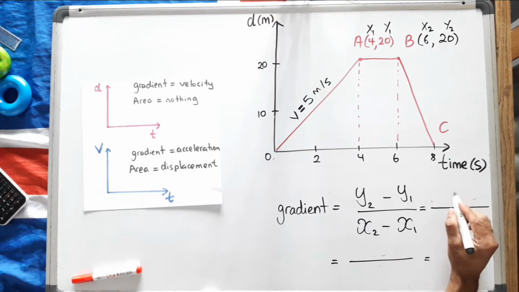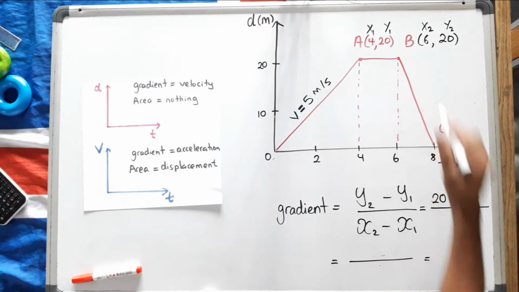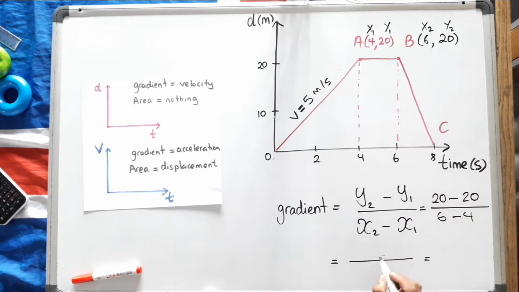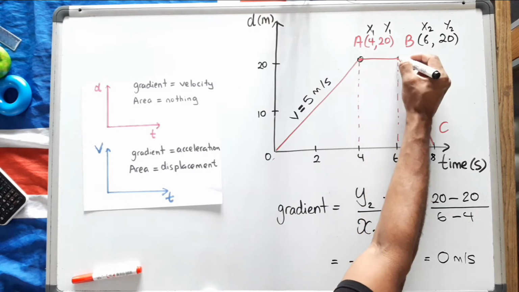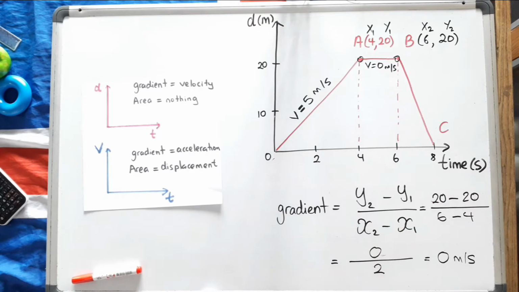So y2 is 20 minus y1, which is 20 again. x2 is 6 minus x1, which is 4. 20 minus 20 is 0. 6 minus 4 is 2. 0 divided by anything is 0. So the velocity between A and B is 0 meters per second. If something has a velocity of 0, that means it is not moving. It is at a standstill.